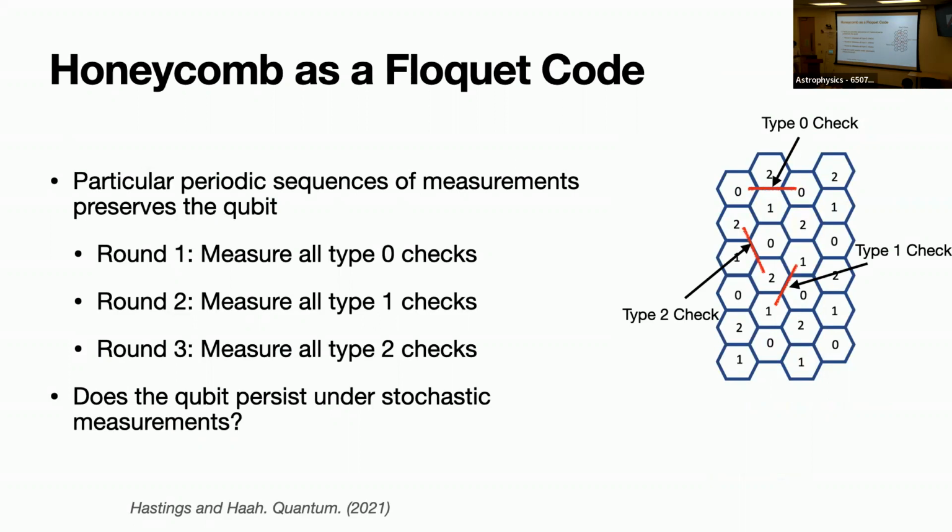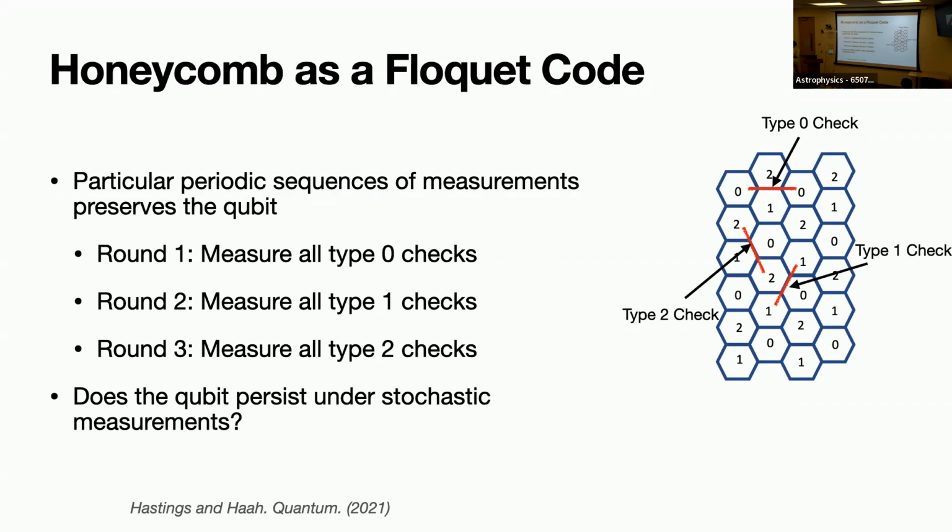So this is something that Hastings and Haah did a few years ago, in which they came up with a prescription of a periodic scheme of measurements that does measure all the checks of the honeycomb code without destroying the topological qubit. In their model, they tricolored their honeycomb lattice, and at every round, they measured checks that only connected hexagons of a particular type.